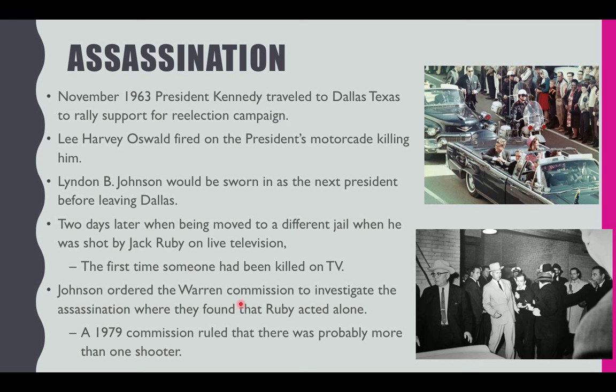But in 1979, the commission is going to change their tune, and this is where the conspiracies come out of, where they say that there may have been more than one shooter that day that the president was killed. We don't know who that was. And that's where your conspiracy theories come from.